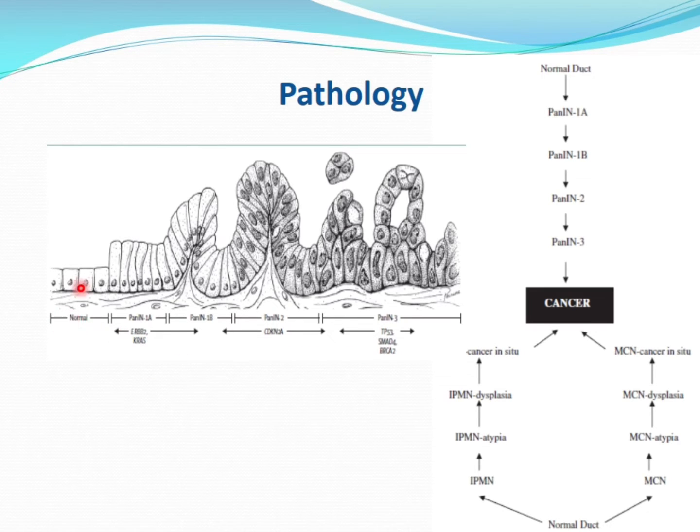This is the normal cells here. This is the cells with PanIN1. There is here KRAS mutation in PanIN1, and also in PanIN2 there is a mutation of CDKN2A, and here in PanIN3 there is a TP53 mutation and SMAD4 mutation and BRCA2 mutation, and this is considered as a carcinoma in situ, and PanIN is considered as the precursor of ductal adenocarcinoma.